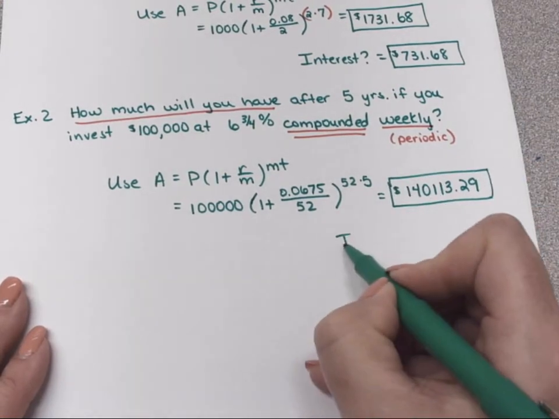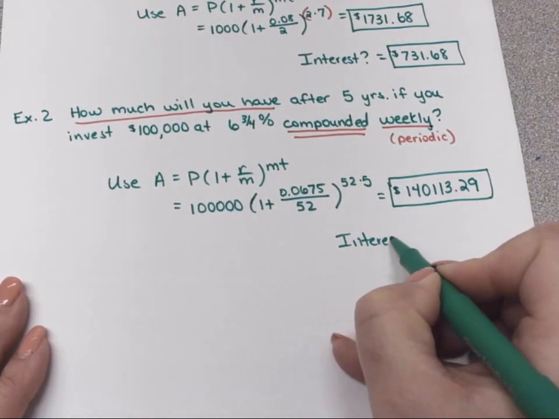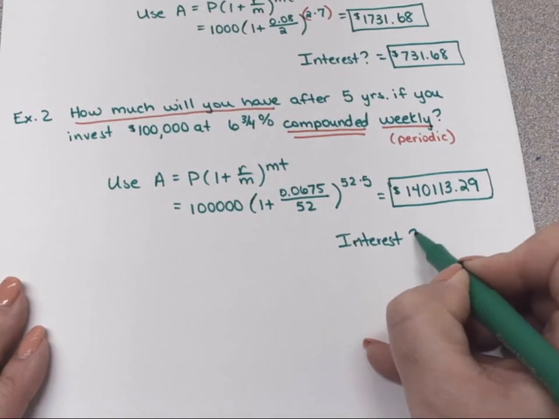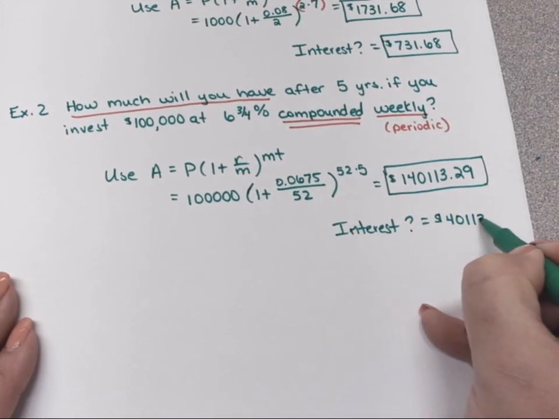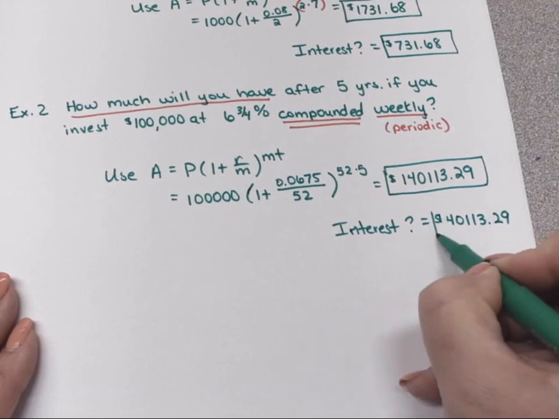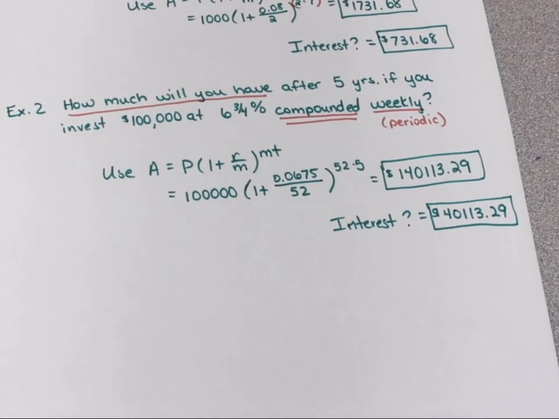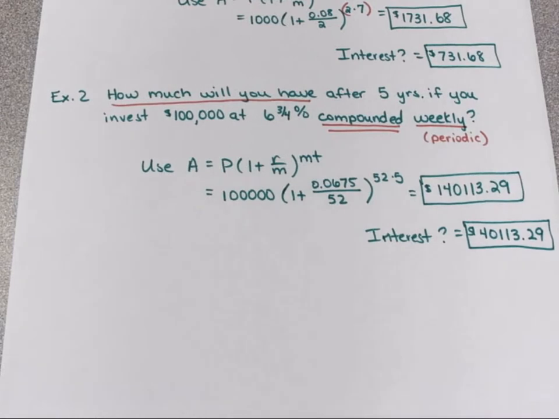Okay, so what about this guy if I asked you for the interest? Yeah, the interest would be the difference, right? So it would be the 40,113.29. Okay.